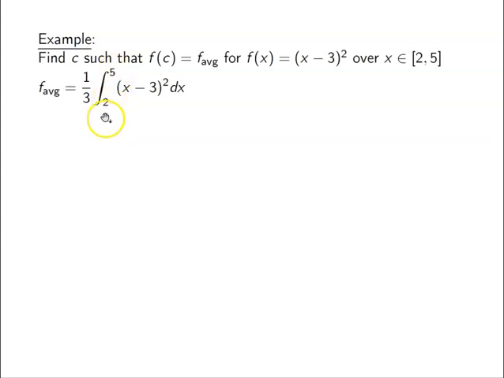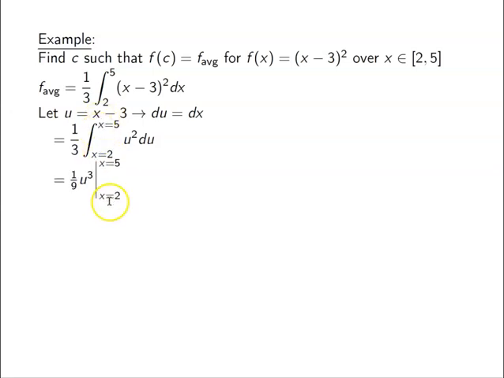The integral is very basic, from 2 to 5, and then my function, (x minus 3) squared. This would be very easy to do with a u substitution or by expanding this out to its polynomial form. Let's go ahead and do a u substitution. If u is x minus 3, when I differentiate this, I just get du is dx. Very straightforward. So my integral for the average value becomes 1 over 3 times the integral of u squared from 2 to 5, for x values, not for u values.